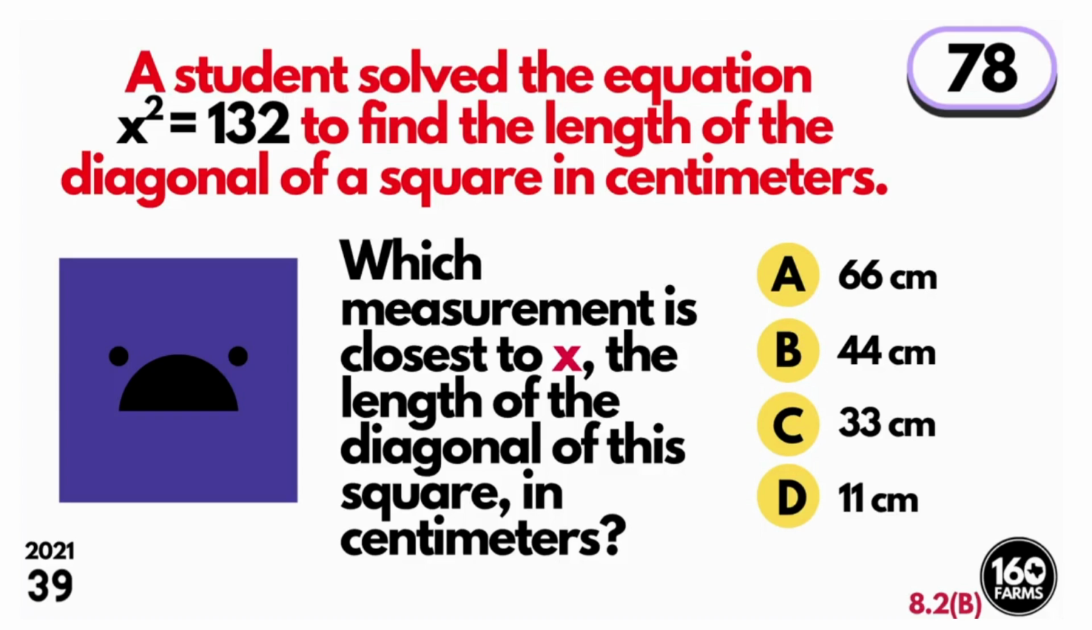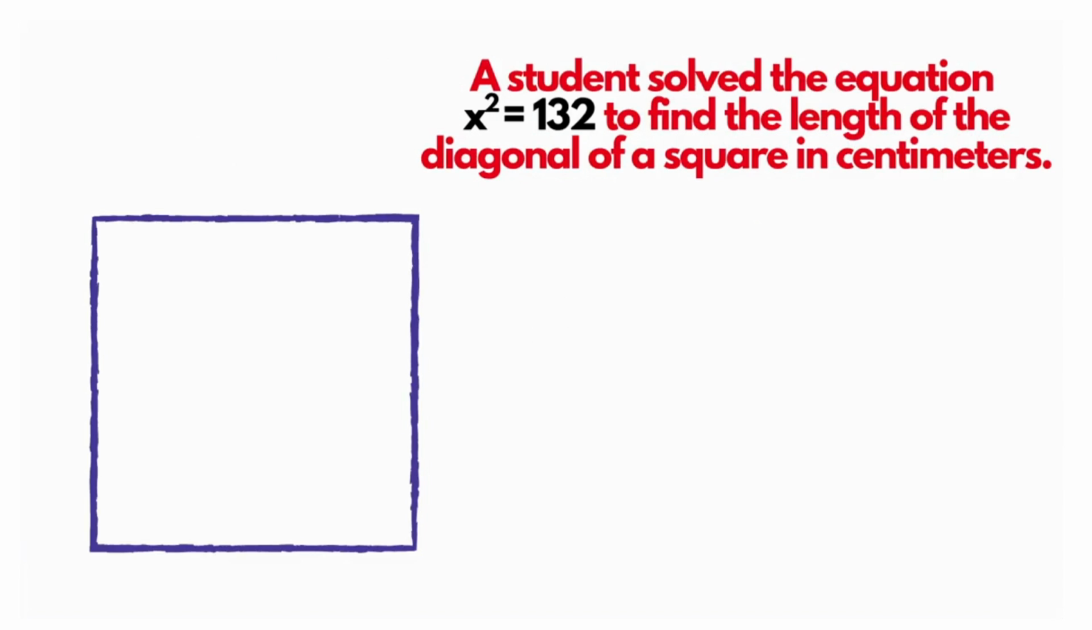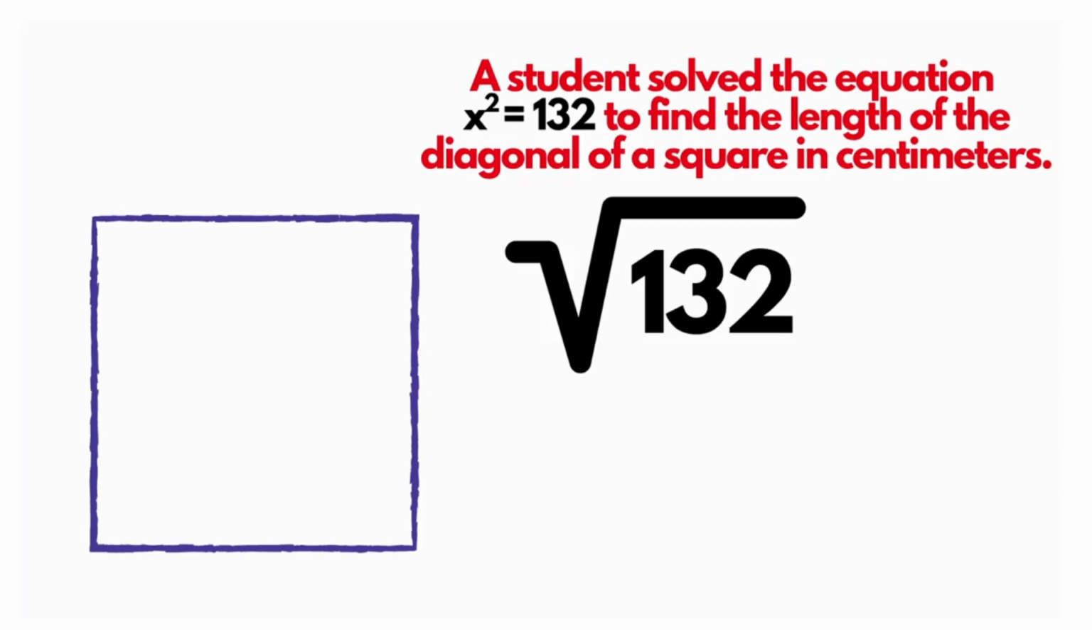Number 39, a student solved the equation x squared equals 132 to find the length of the diagonal of a square in centimeters. Which measurement is closest to x, the length of the diagonal of the square in centimeters? Well, let's get our square. And we know a square has equal sides. So we know all equal sides.